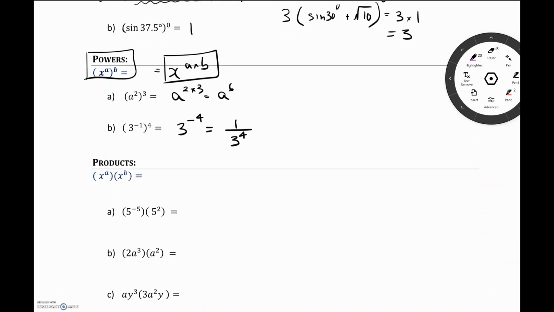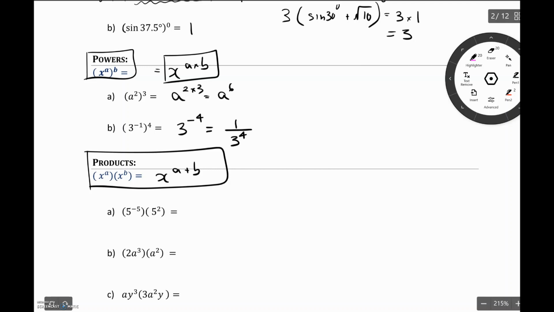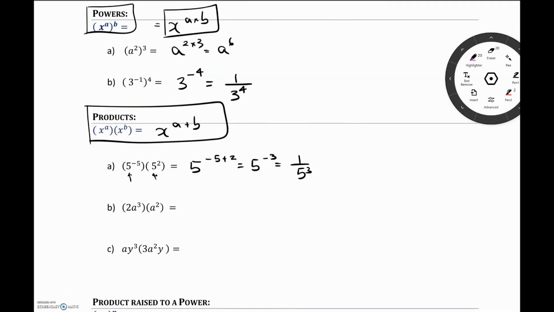Now, products. If I have the same base with different exponents and I'm multiplying, I simply keep the base and add the exponents. That is, when we're multiplying two powers with the same base, we keep the base and add the exponents. So in this case, we have the same base 5, and we're multiplying, so we simply keep the base and add the exponents. So negative 5 plus 2, which is going to be 5 to the negative 3, which we could write as 1 over 5 to the positive 3.